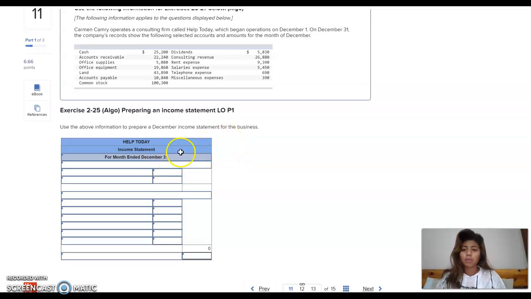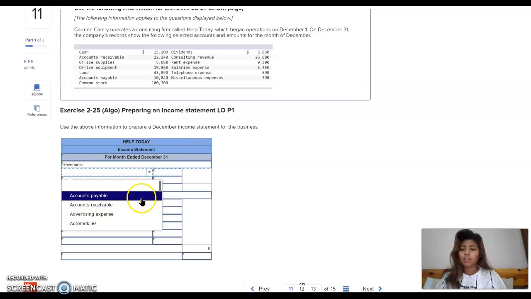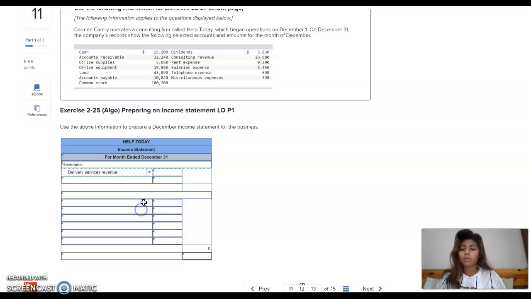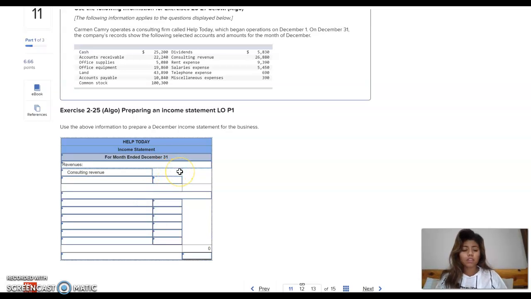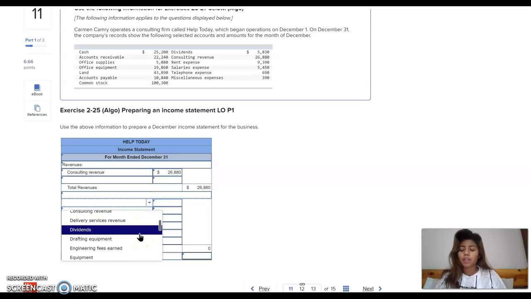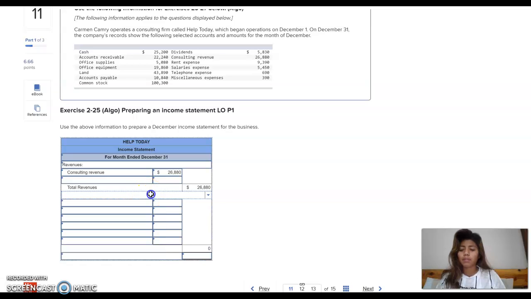So in order to prepare this income statement, we're going to start with for the month of December 31st, and then we're going to add the revenues. We'll look at the revenues, and they are consulting revenue. It's delivery. Consulting revenue for this problem is 26,880, and that will give us our total revenues. Then we will look down and prepare the expenses part.